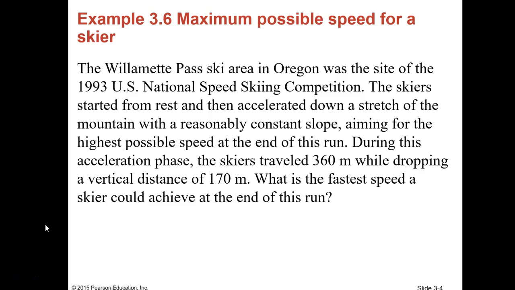Okay, sample problem. We're looking at skiers going down a hill. During this acceleration phase, the skiers traveled 360 meters while dropping a vertical distance of 170 meters. We're looking at what's the fastest speed a skier could achieve at the end of this run.